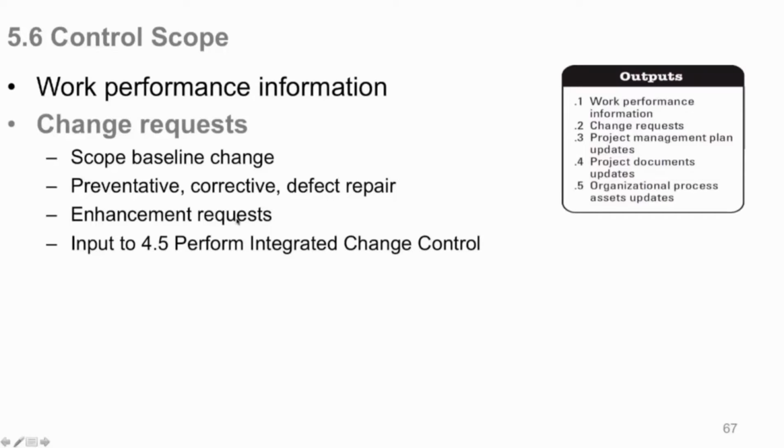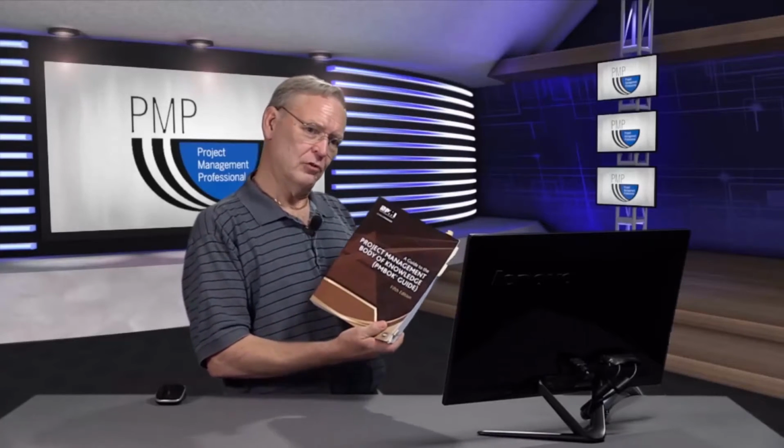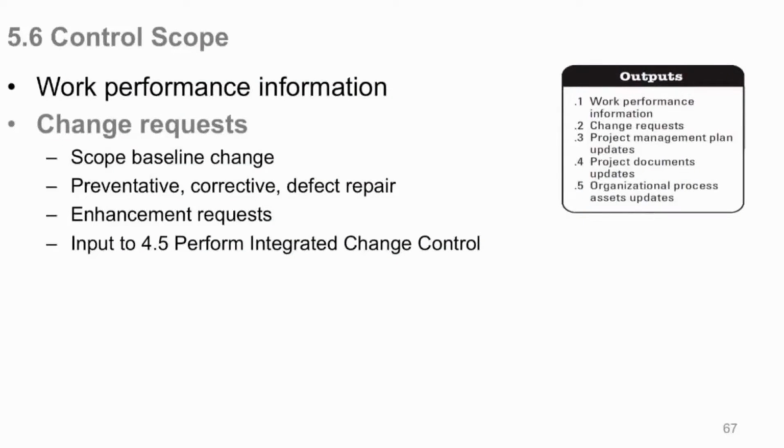If you look at PMBOK in the detail, which you should always do, always read this to accompany this series word for word so you understand what we're talking about. And you'll see in here enhancement requests under this process, 5.6. And then, of course, as you should know by now, I hope, all change requests go one and only place, 4.5, integrated change control.